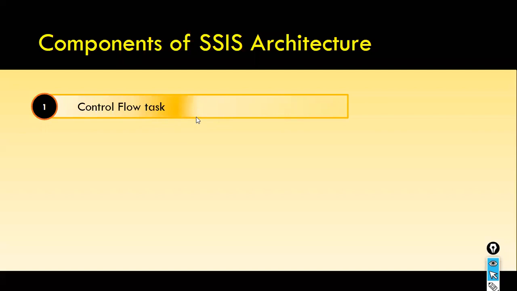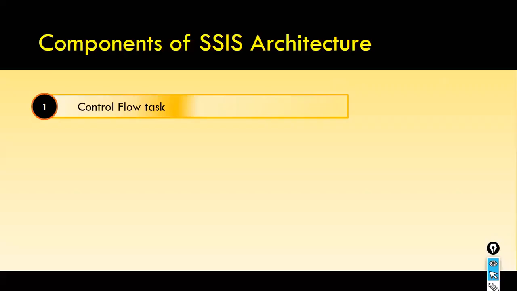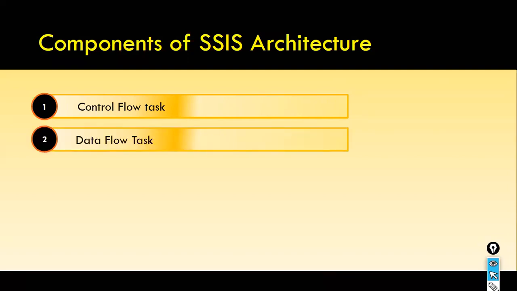As I said, the control flow in SQL Server Integration Services is the starting point at which we begin the package creation. So it is the design surface onto which the tasks are added. I will show you in a little while what exactly a control flow task is all about. At this moment, you just understand at a high level what components are there as part of the SSIS architecture.